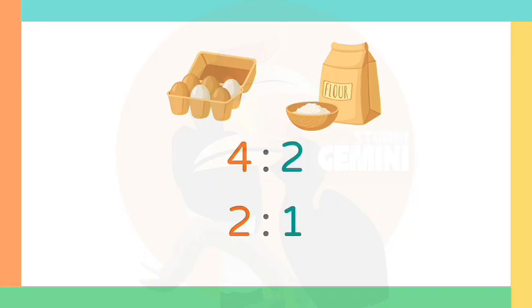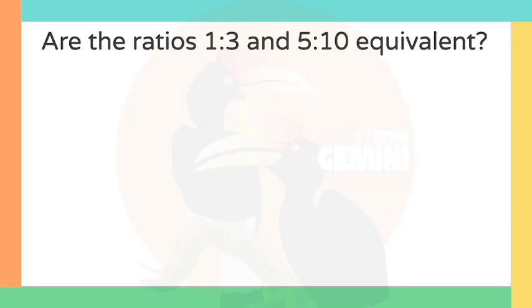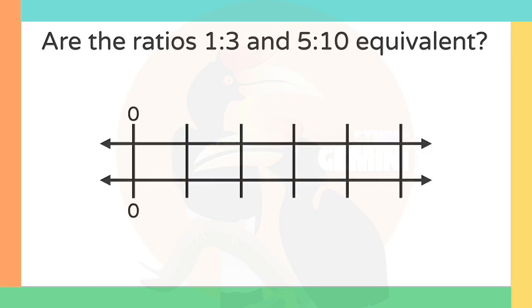Cool! Now let's practice identifying equivalent ratios. Here is our first example. Are the ratios 1 to 3 and 5 to 10 equivalent? To find out, we will begin with the first ratio, 1 to 3, and see if we can count up to the second ratio, 5 to 10. Let's use a double number line to help us. Each number line represents part of the ratio.